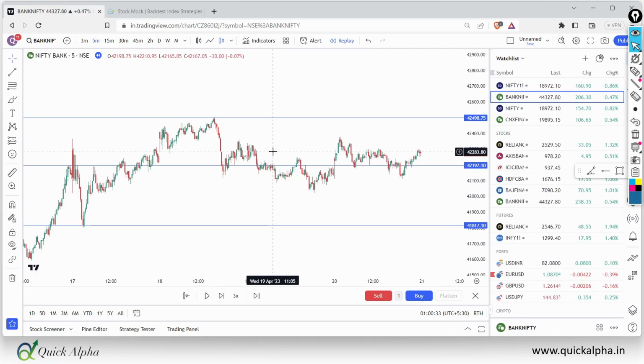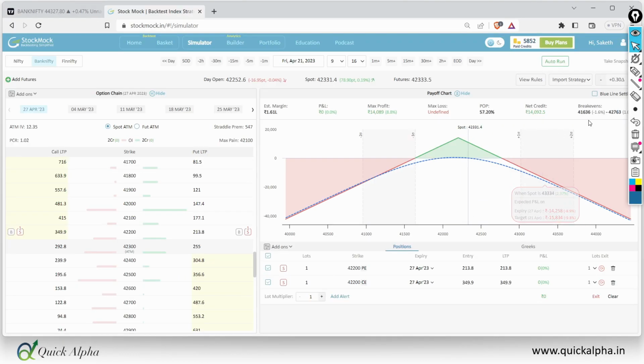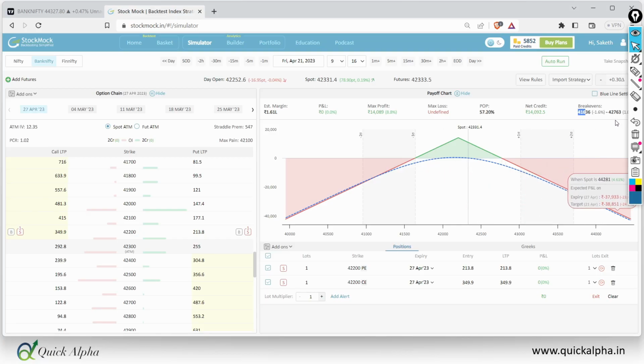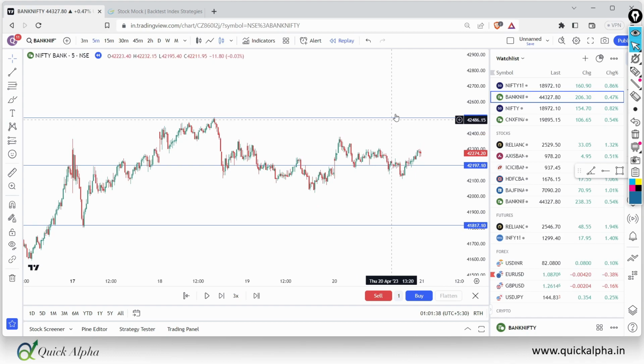So our first criteria is whenever a major support or resistance is breached, we can end up adjusting the trade. Now just have a look at the break evens. The break even is 41,636, which is below the support which I have marked. So that is right over here. It is below the support. And when you look at the resistance, that is 42,763. And this is much above the resistance which I have marked.